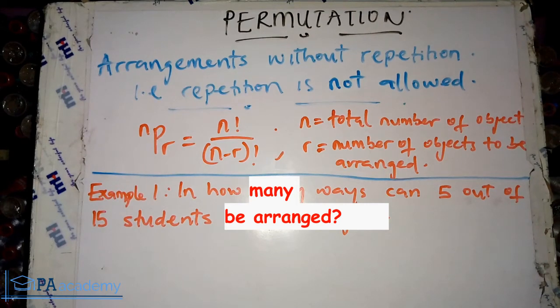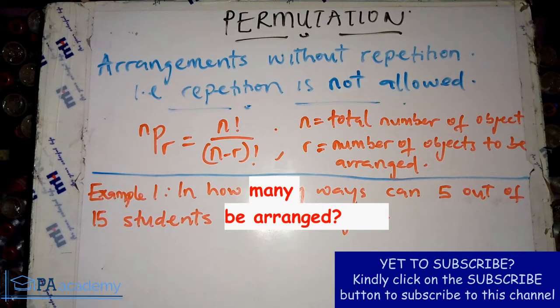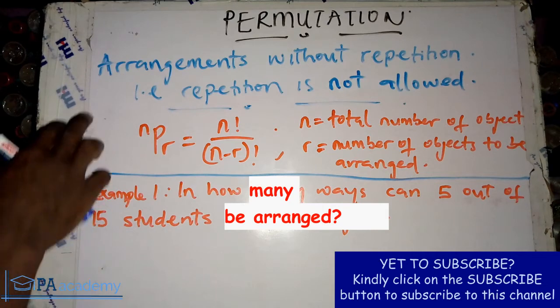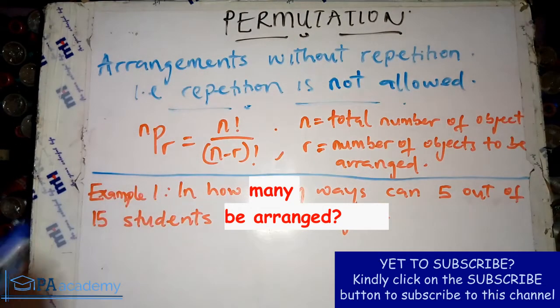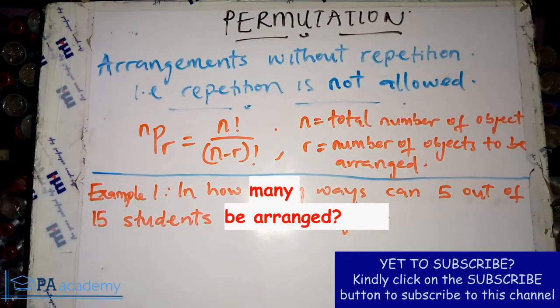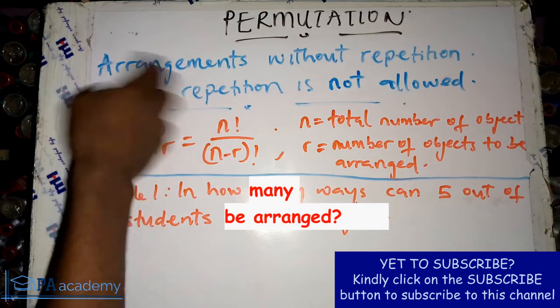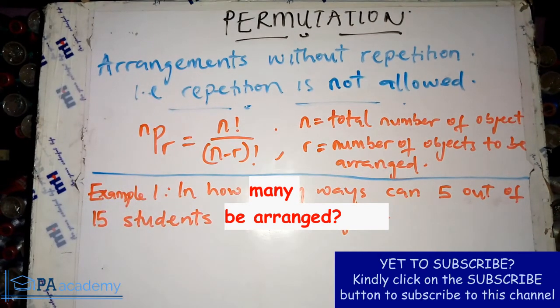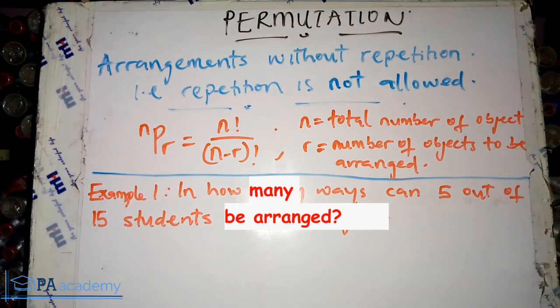This is part 2D of the video series on permutation. Right here what you are dealing with is arrangements without repetition. In other words, repetition is not allowed. They are saying the same thing. You can find some material that writes arrangement without repetition, and some might write repetition is not allowed, but what we are saying is still the same thing. If you missed the previous part of this video, you'll find the link in the description.